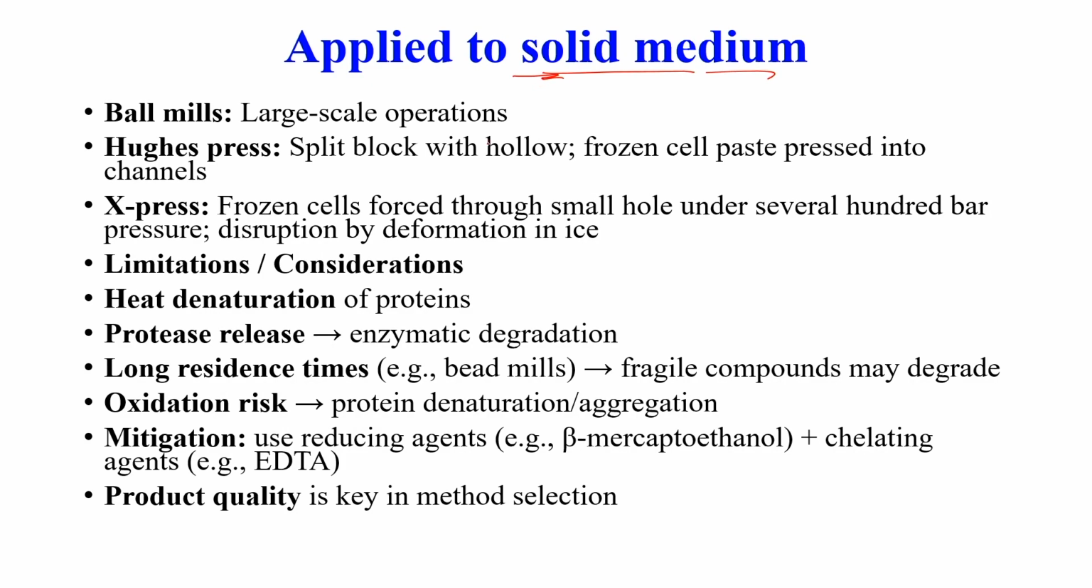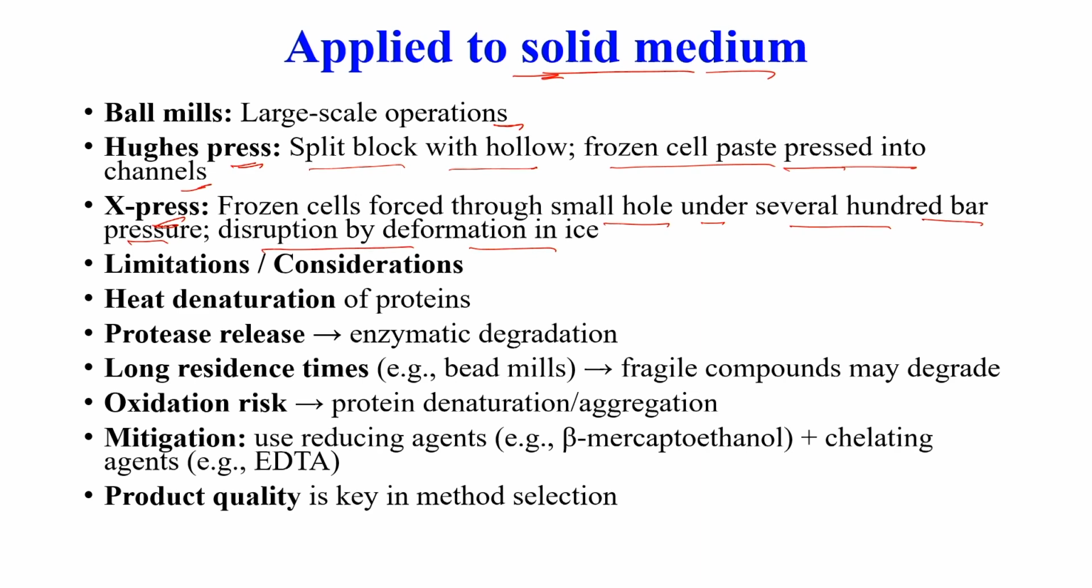For that, the ball mills are there, which are suitable for large scale operations. There is a Hughes press. So, it splits a block of hollow and frozen cell paste, which is pressed into the channels. In addition, there is another variation, that is the X press, where frozen cells are forced through a small hole under several 100 bar pressure, and disruption is achieved by deforming in ice.